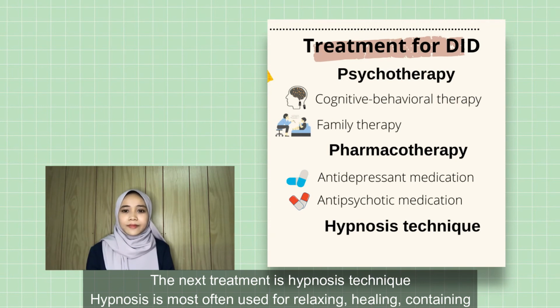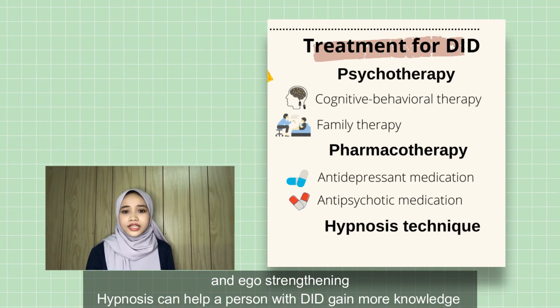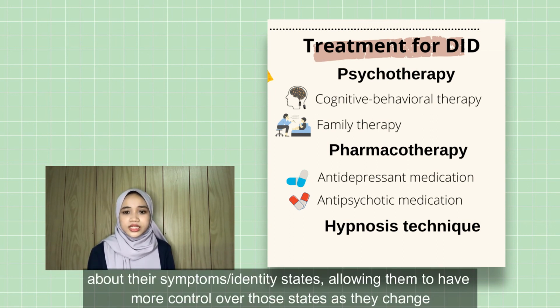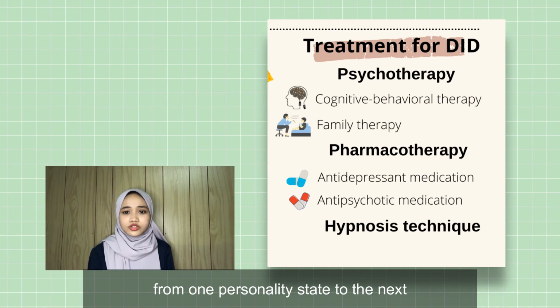The next treatment is the hypnosis technique. Hypnosis is most often used for relaxing, healing, conditioning, and ego strengthening. Hypnosis can help a person with DID gain more knowledge about their symptoms and identity states, allowing them to have more control over those states as they change from one personality state to the next.